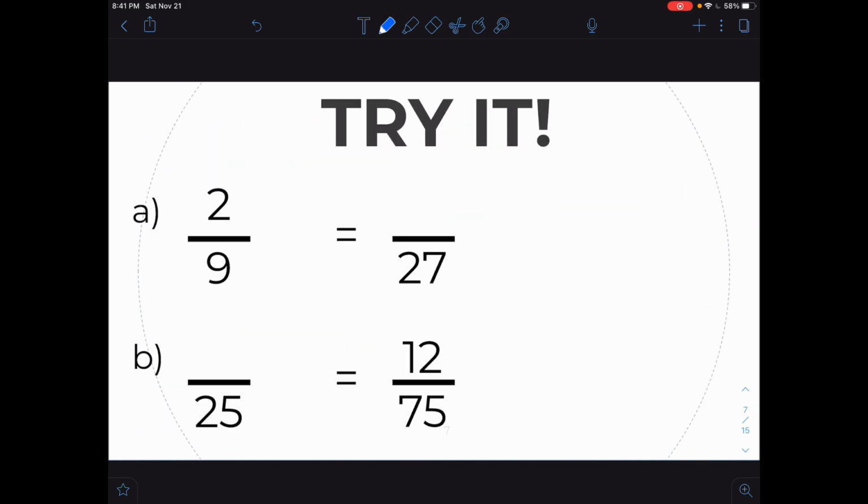I want you to try these two in your notebook. Press pause while you're doing the work, and press play when you're ready to see the answers.